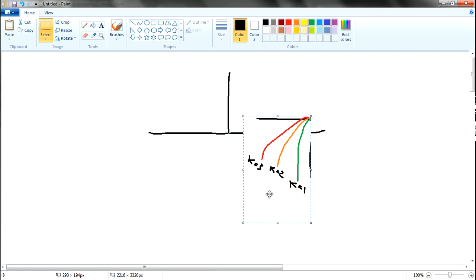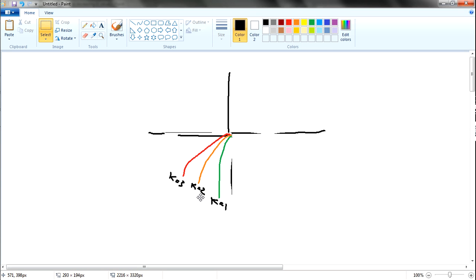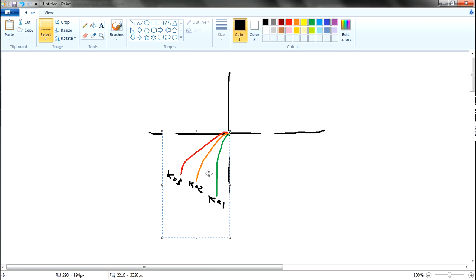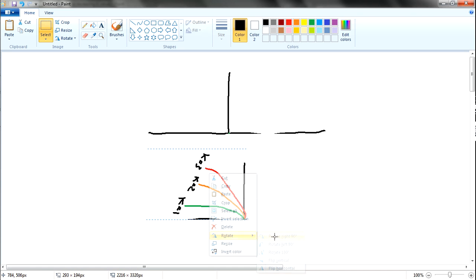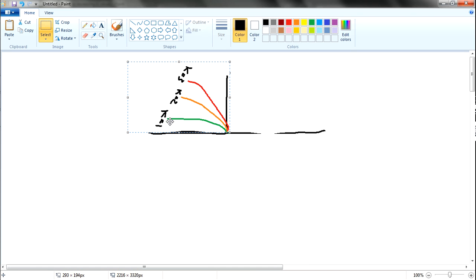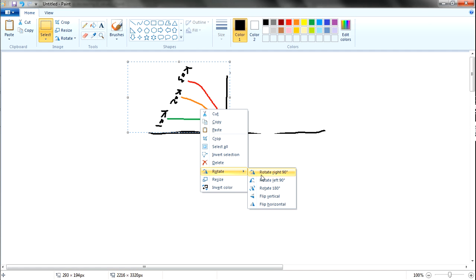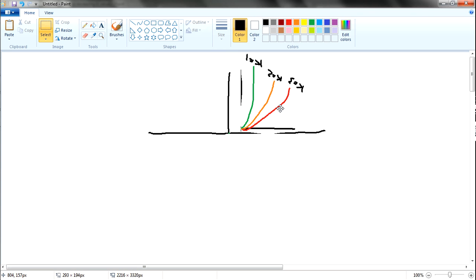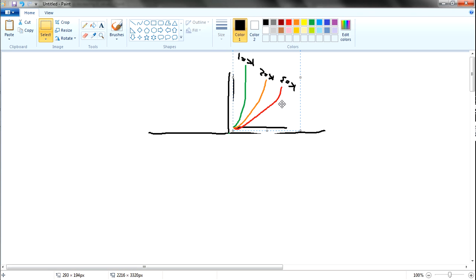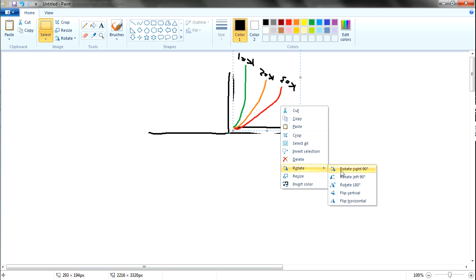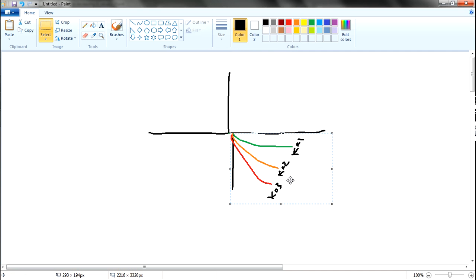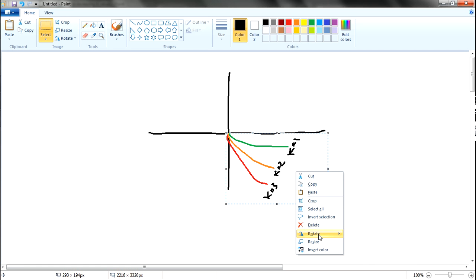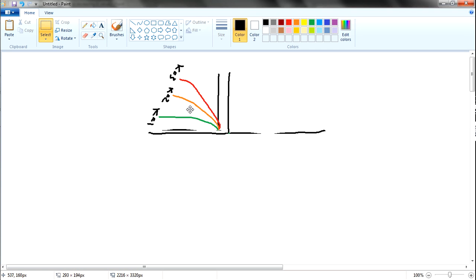If I rotate, k equals 1, k equals 3 is in this direction. If I rotate again, k equals 1, k equals 2, k equals 3. If I rotate again, this is k equals 1, k equals 2, k equals 3. I hope that you can understand the trend. So this is how it goes. So in which quadrant you are in? Let's say you're in this quadrant.